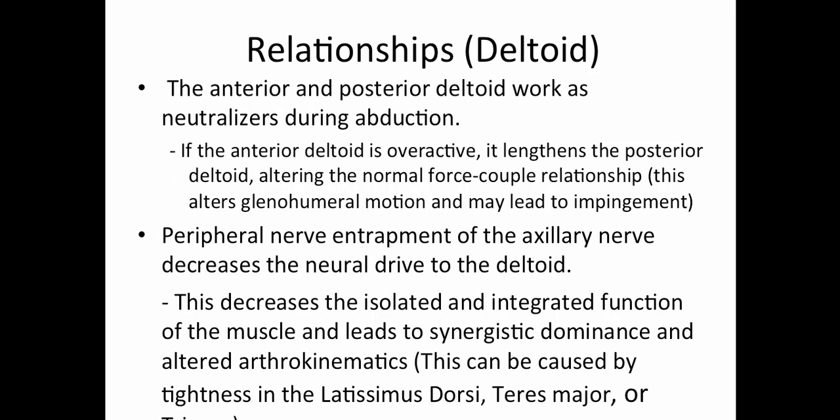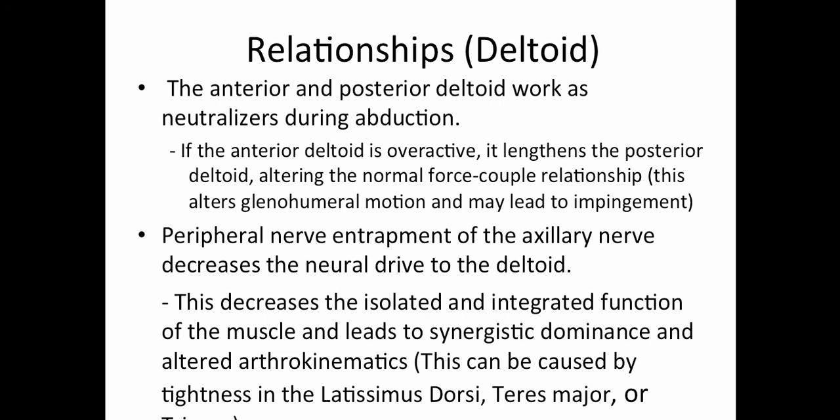The deltoid has several relationships. The anterior and posterior deltoid work as neutralizers during abduction. If the anterior deltoid is overactive, it lengthens the posterior deltoid, altering the normal force couple relationship. This alters glenohumeral motion and may lead to impingement.